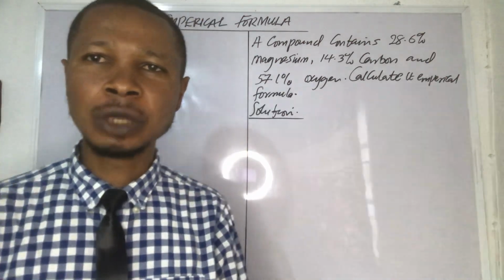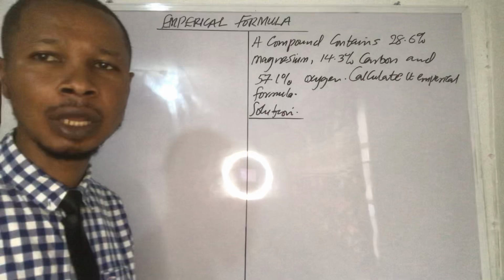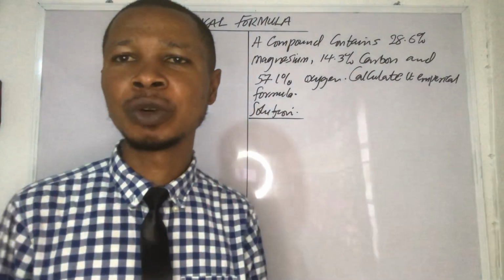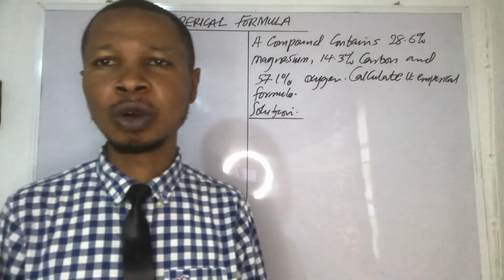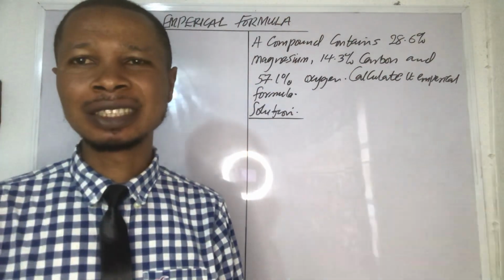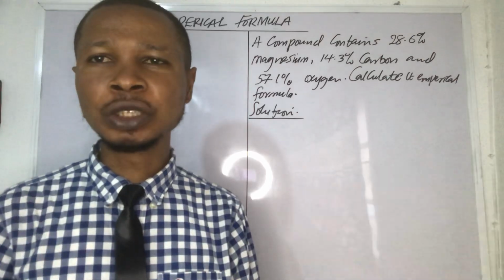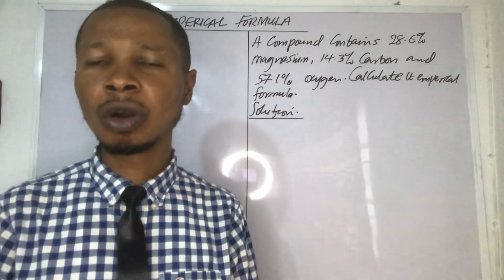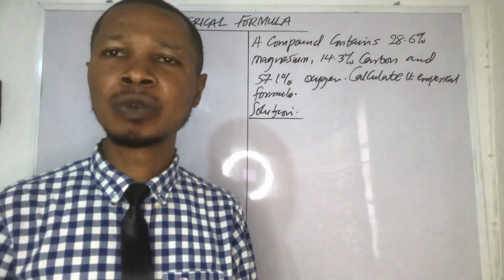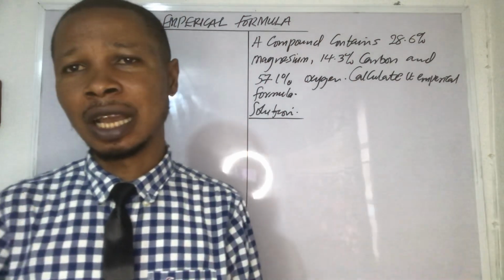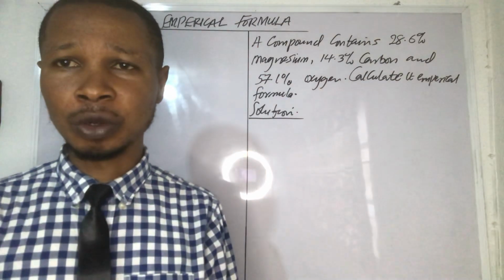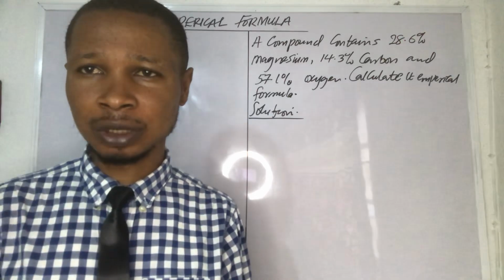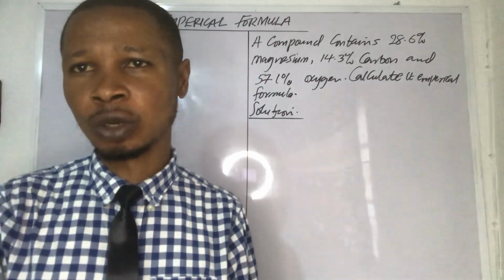In today's lesson, we are looking at empirical formula. How do you define empirical formula? The empirical formula of a compound can be defined as the simplest formula of the compound which shows the simplest ratio of atoms in one molecule of the compound.